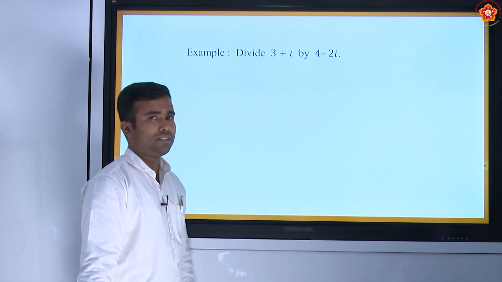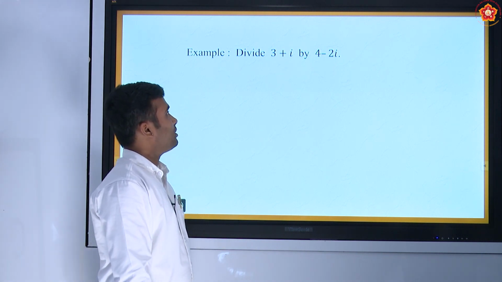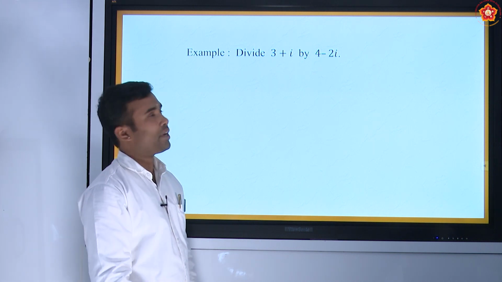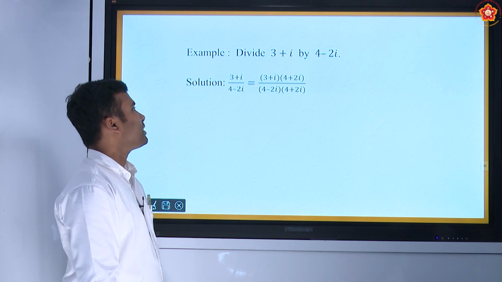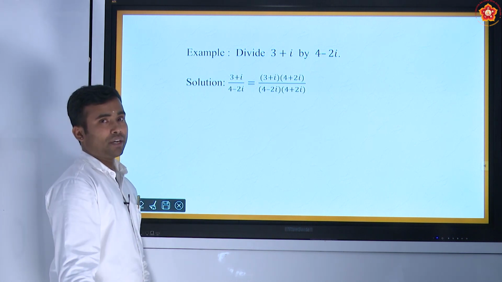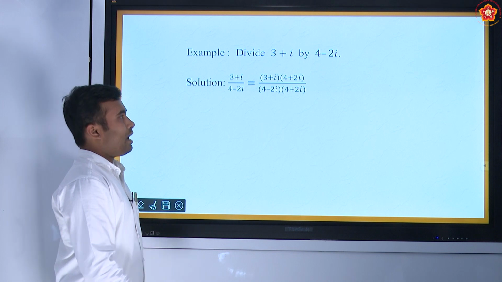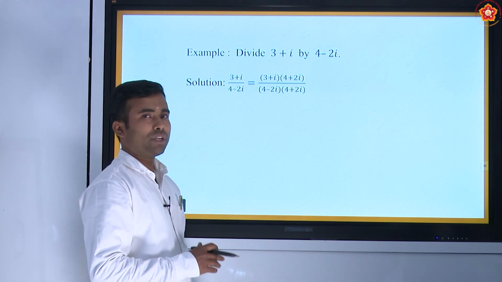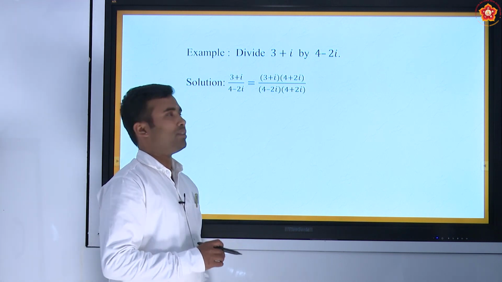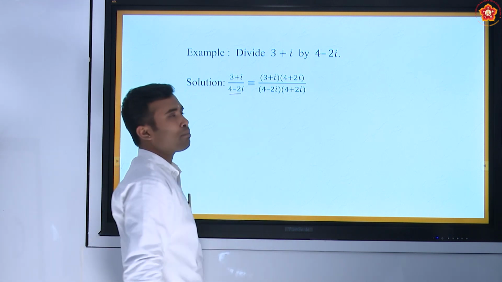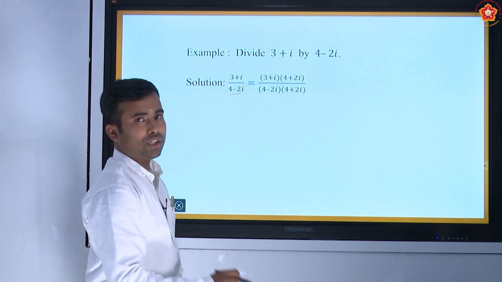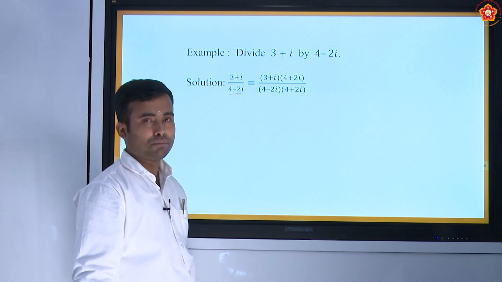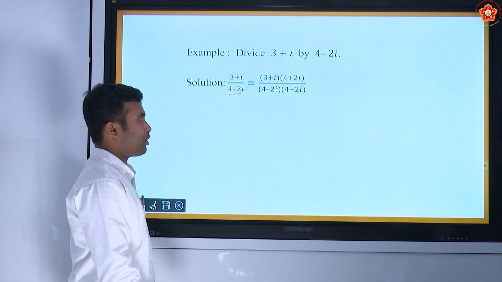Let us consider one example here, which is 3 plus I by 4 minus 2I. We have to divide this: 3 plus I divided by 4 minus 2I. Here I have to multiply both the numerator as well as the denominator with the conjugate of the denominator. Here the denominator is 4 minus 2I and its conjugate is 4 plus 2I. So we have multiplied both the numerator as well as the denominator.